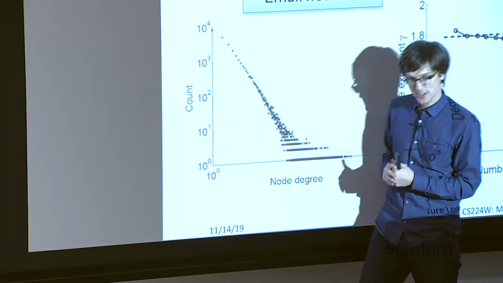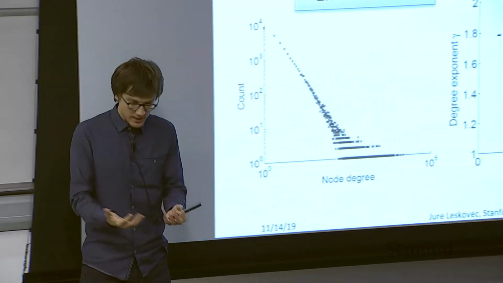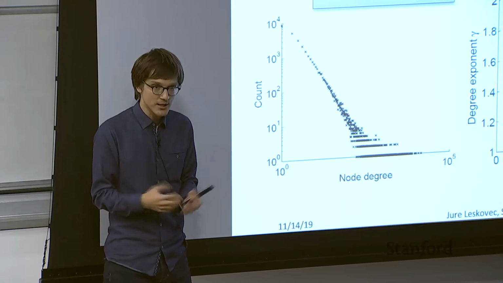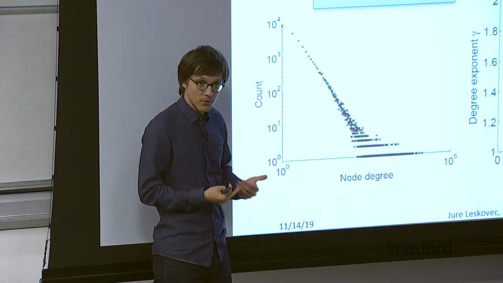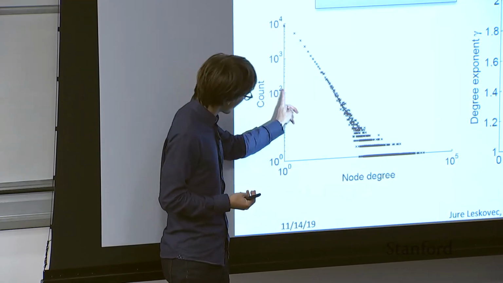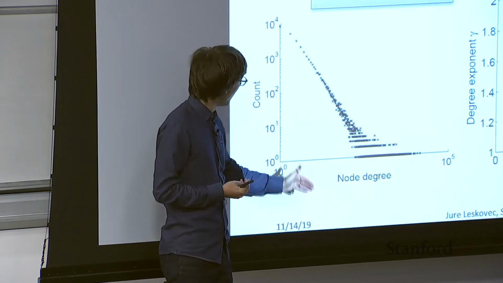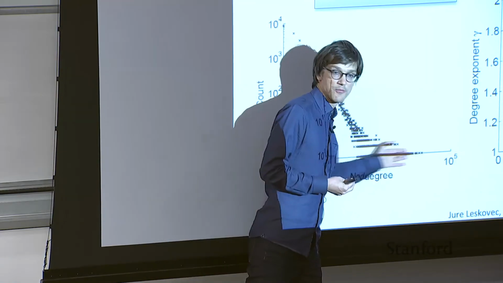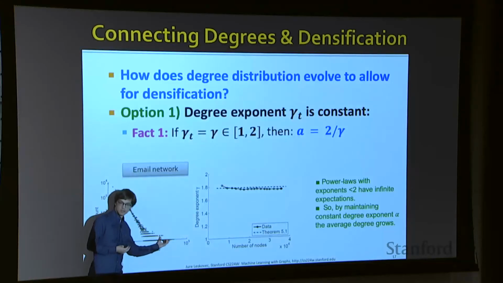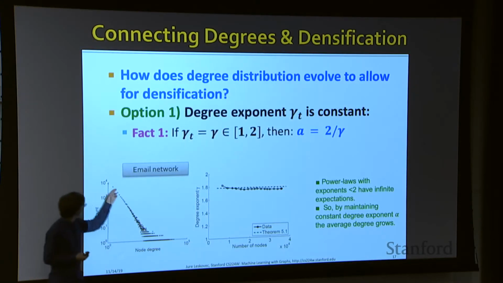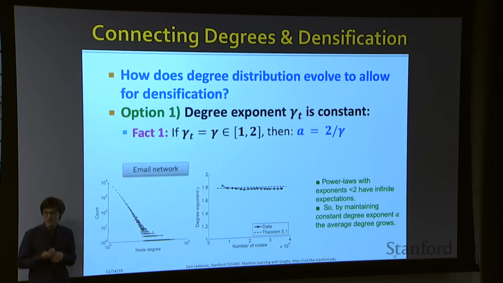And these distributions are fundamentally different from the exponential family distributions, Gaussians and so on, which if you plot them on a log-log scale would look like this. They would just finish. Here, this thing has a lot of mass in the tail. So you have these super high-degree nodes, and most of the nodes have very low degree.